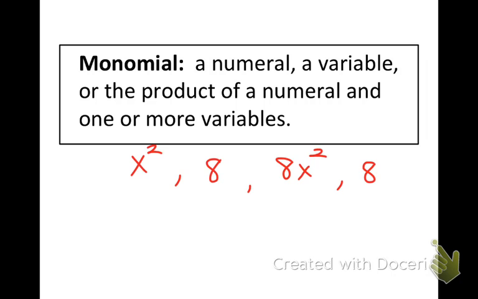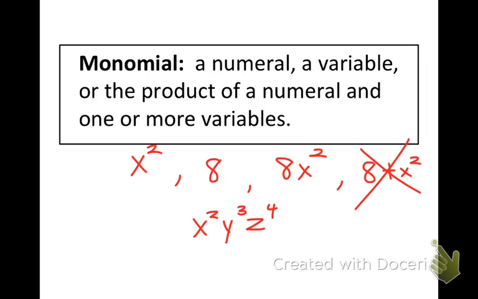Would the sum of the two be a monomial? No, because that makes you have two separate terms. It's not linking them together. What if I had x squared y to the third z to the fourth? It's still a monomial. It's still a product of one or more variables, right? So that could still be a monomial.